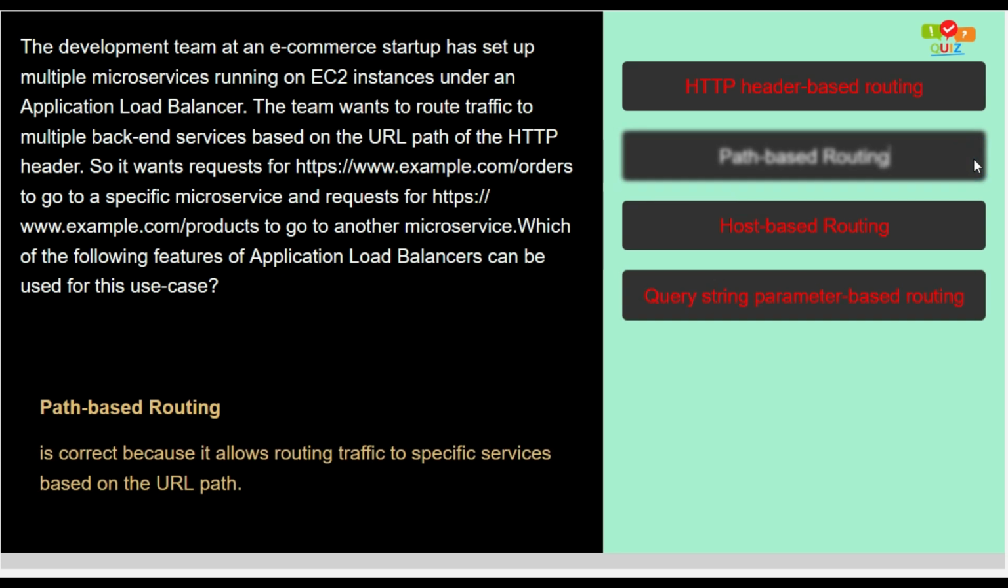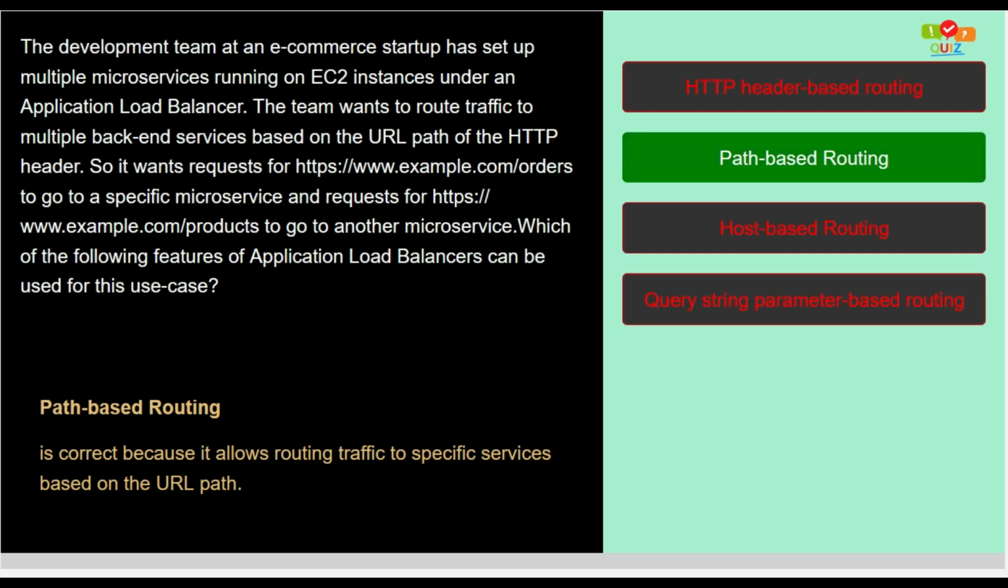Option 2, path based routing, is correct because it allows routing traffic to specific services based on the URL path. Okay, so option number 2 is the correct answer. Got it? Let us move to the next question.